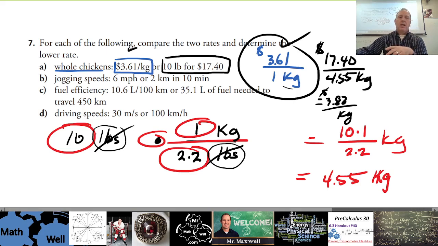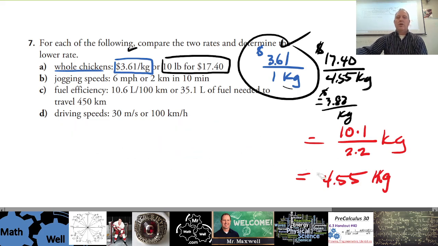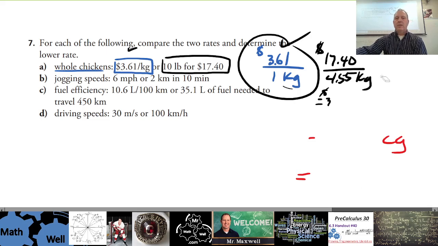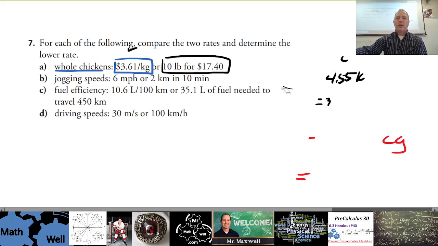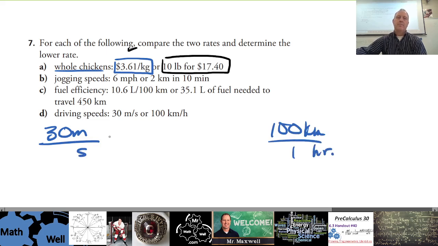Okay. I'm going to skip down to D. I'm not going to do all these for you. I want you to do some of these. So I'm going to skip down to D and do D for you here now. Again, unit analysis or converting rates, really important. So 30 meters per 1 second, or 100 kilometers per 1 hour. Okay? So I need to get both of these to the same units.